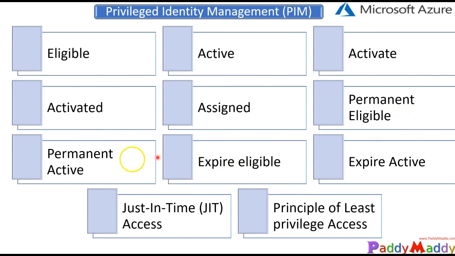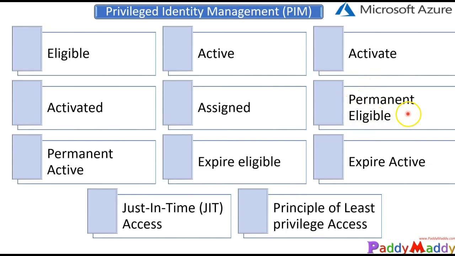The next four are permanent eligible, permanent active, expire eligible, and expire active. Out of these, they are role assignments based on the duration. So these four are based on the duration where you can assign. The first one, permanent eligible, means that I'm always eligible to activate a certain role. I always have the ability to increase my access. Now I may still need to perform one or more steps in order to do it, but I always have the ability to do it.